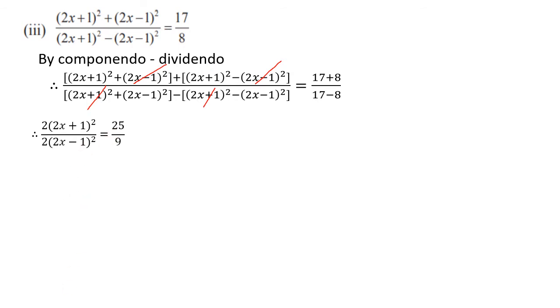Now again, this 2 which is present on both the sides, in the numerator as well as the denominator, you can cut that. Now what you can observe here is, both the sides are perfect squares. This is a perfect square of 2x plus 1. This is a perfect square of 2x minus 1. And here 25 is the square of 5 and 9 is the square of 3. So you can take square root on both the sides. When we take square root on both the sides, we are going to get (2x plus 1) upon (2x minus 1) is equal to 5 upon 3.